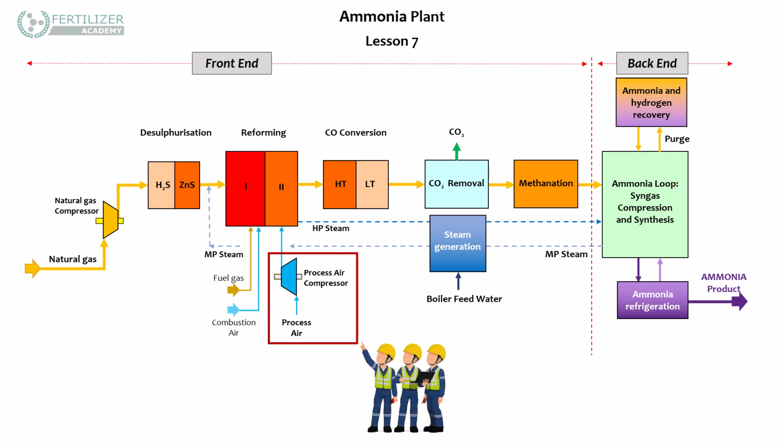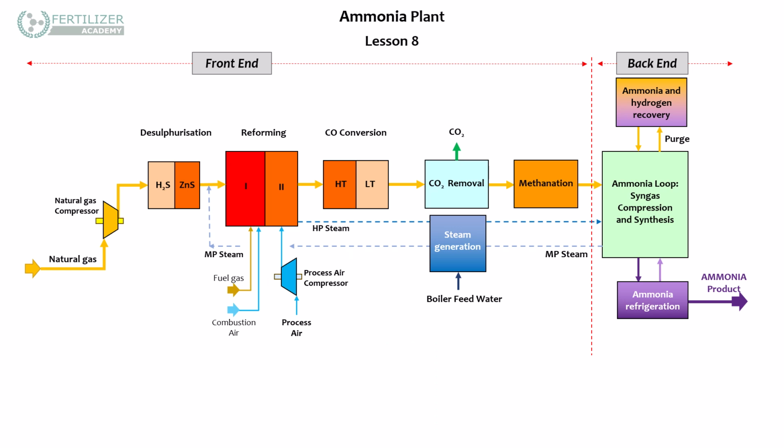Lesson 7. Process air compressor. In this lesson, we move on to the process air compressor. This unit supplies the required air for the secondary reformer and ensures the correct nitrogen to hydrogen ratio necessary for ammonia synthesis. Lesson 8. Secondary reforming section.